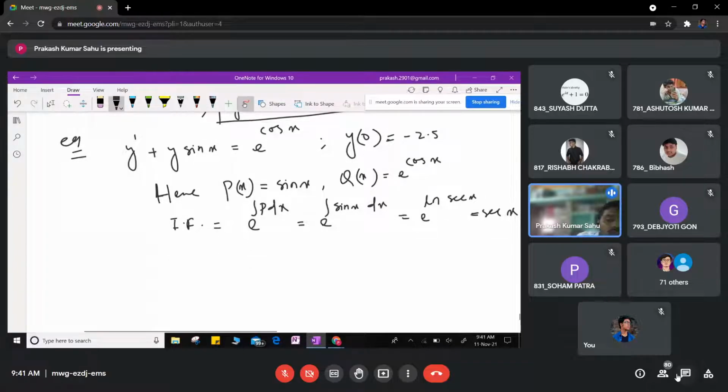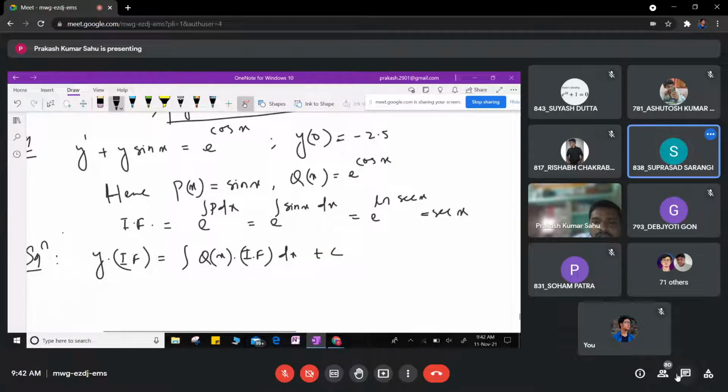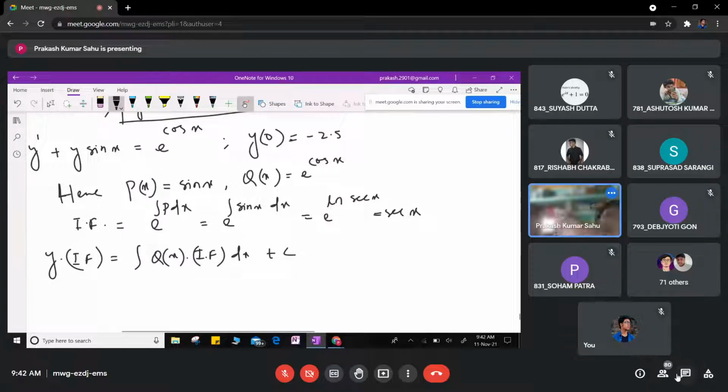So now if the integrating factor is sec x, then what is your solution? Your solution is y into integrating factor is equal to integration of qx into integrating factor dx plus c. Excuse me, sir. Sir, the integration of sin x will be minus cos x, no? Sorry, I forgot. Okay, sorry.